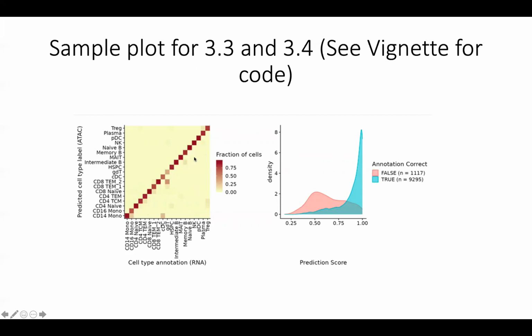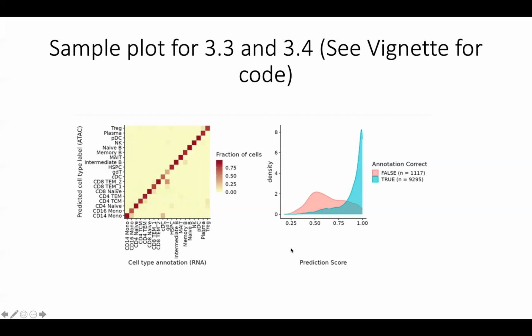This would be evidence that the label transferring method worked well because almost 100% of the time, or 80-ish% of the time, if you predicted, for example, a CD14 positive monocyte, that's what the true ground truth label was. And so this is just judging the accuracy of that label transferring method.